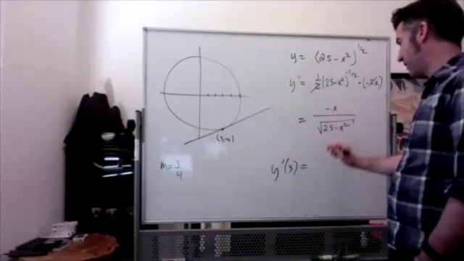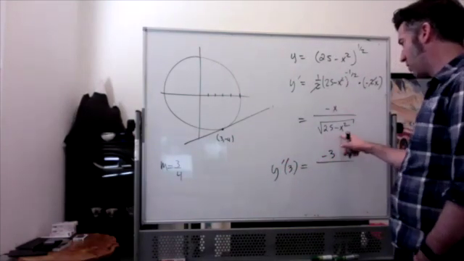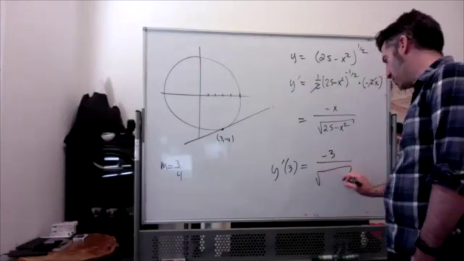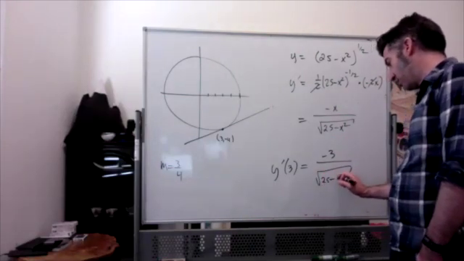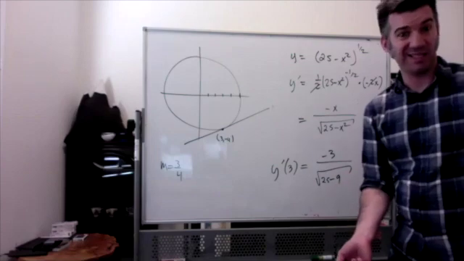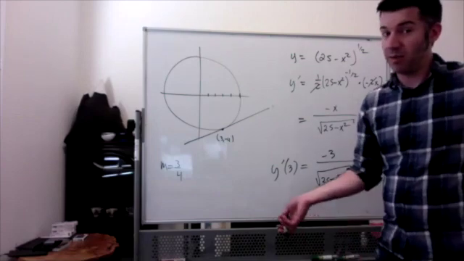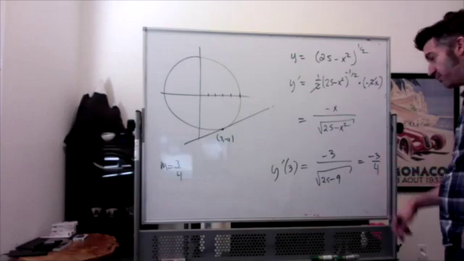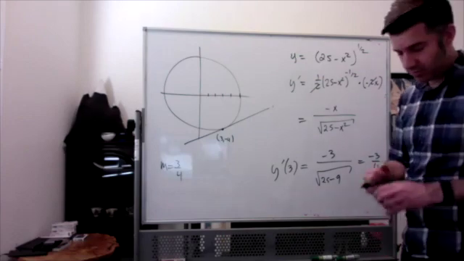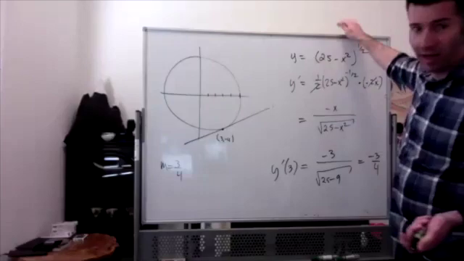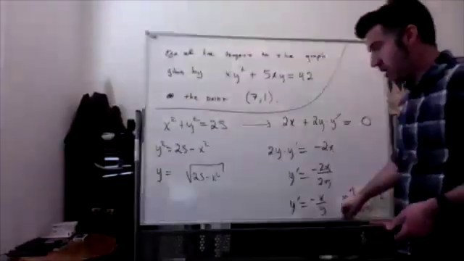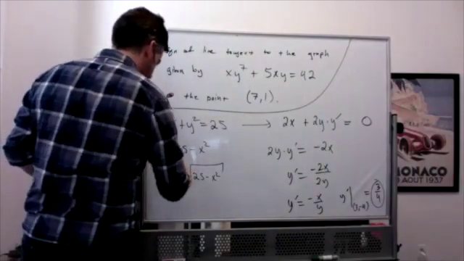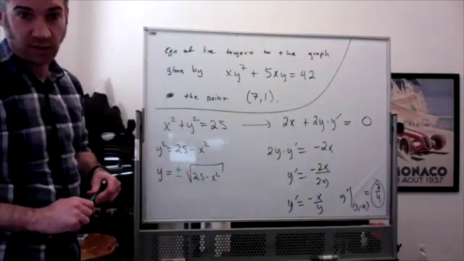I'm going to get negative 3 on top, and the square root of 25 minus x squared is the square root of 25 minus 3 squared, which is 9. 25 minus 9 is 16, square root of 16 is 4. It's not plus or minus 4, just 4. So, that's a problem. When we solve for y, I omitted something. I omitted that it should have been plus or minus the square root of 25 minus x squared.